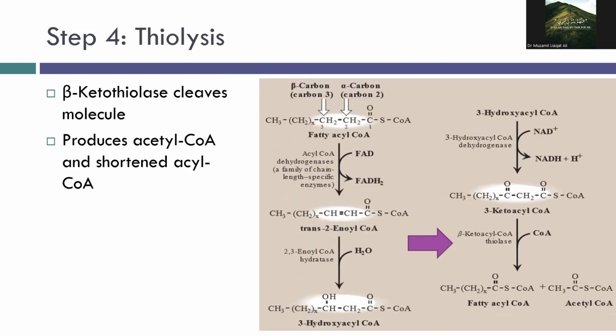The fourth step is thiolysis. The enzyme involved in this step is beta-ketothiolase, which cleaves the beta-ketoacyl-CoA using a CoA molecule, releasing acetyl-CoA and shortening the acyl-CoA chain, which is ready for the next cycle.